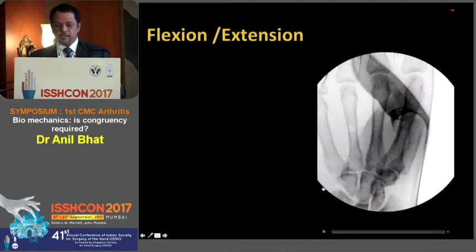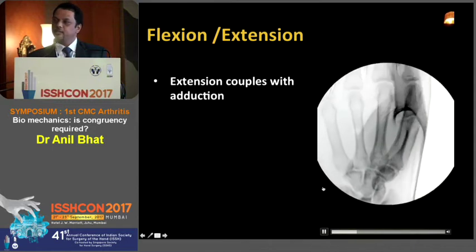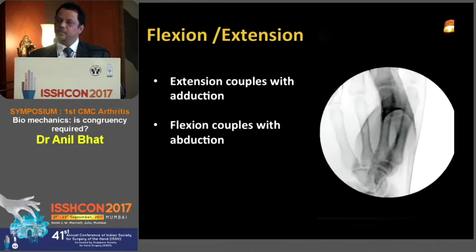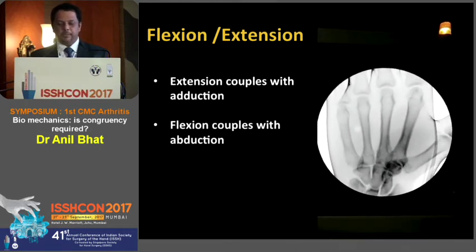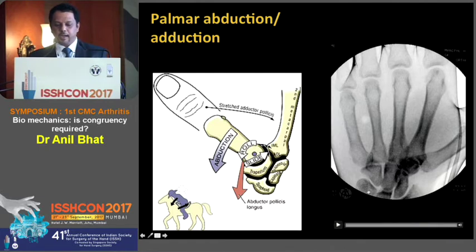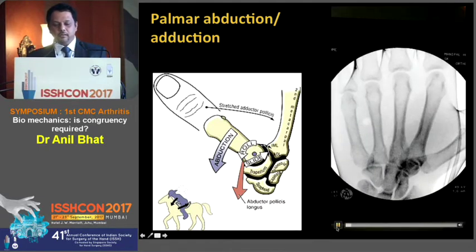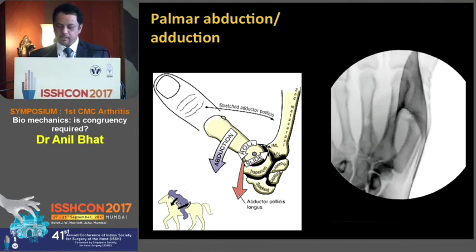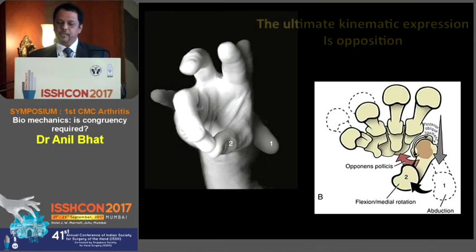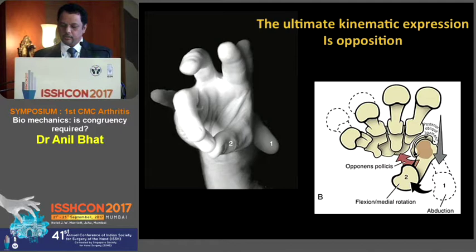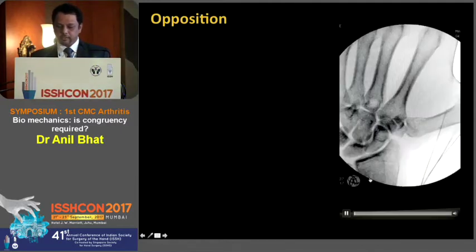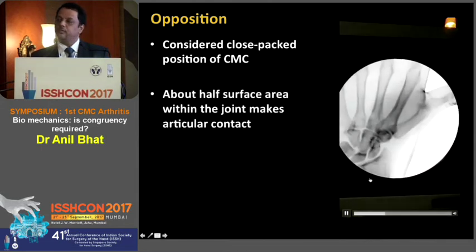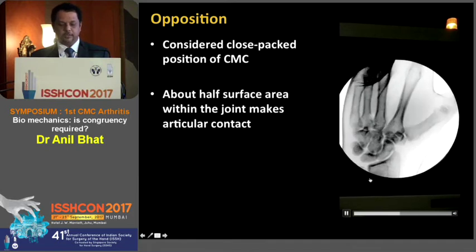And in flexion and extension, the extension basically couples with adduction, and then the flexion couples with abduction. So this is what happens during these basic movements. And in palmar abduction and adduction, the slide and roll changes to a different degree, and that is the contact which happens during these movements. The ultimate kinematic expression is the opposition. And that's the close packed position of the CMC joint, which is about 53% of contact which happens during this particular motion.